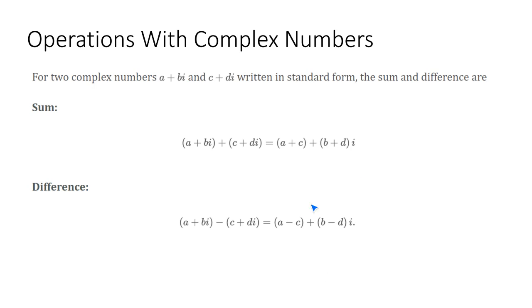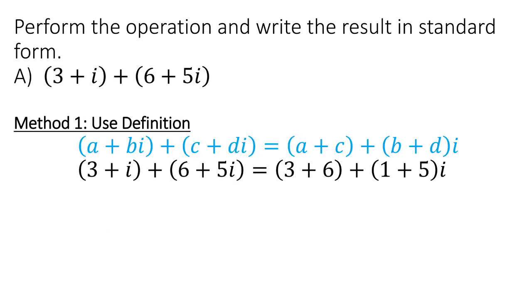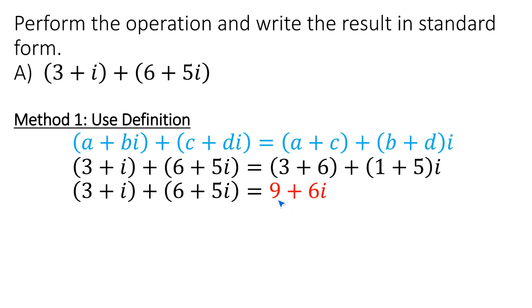However, you can do it this way, or you can just treat them like terms. I'll show you both ways. So if we do letter a, we want to add those together. Method 1 is to use the formula, the definition they gave us on the previous slide. Here I take my real parts, the 3 and the 6, and add those together. Then I take my coefficient of i, which is 1, plus my coefficient of the other i, which is 5, and add those together. So we get 3 plus 6 is 9, and 1 plus 5 is 6. That's how we add them.